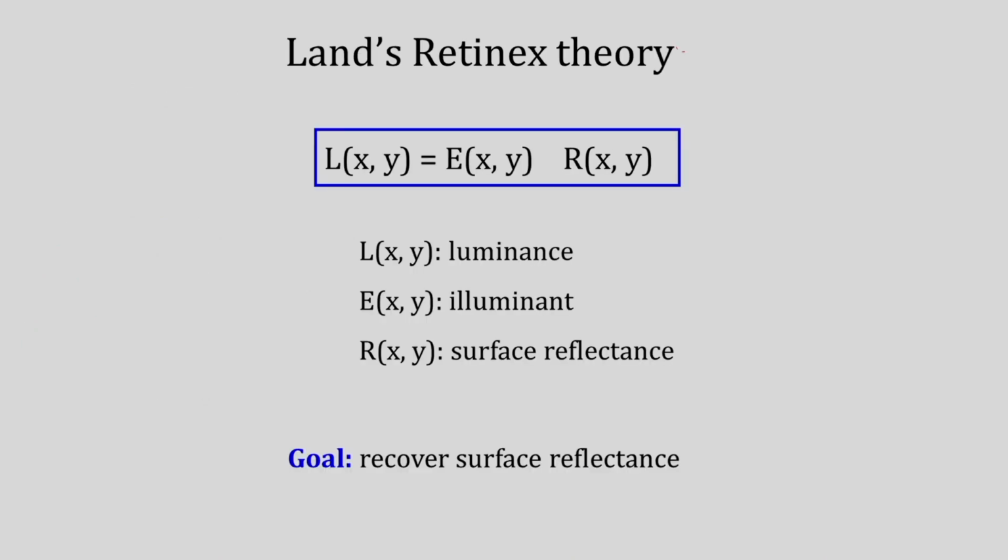So, what is the Retinex theory? This L(x,y) is the luminance, E(x,y) is the illuminant, and R(x,y) is the surface reflectance, that is the albedo of the surface. So what is the objective? The objective is to recover the surface reflectance or the albedo. So I have to extract the surface reflectance. So how to extract the surface reflectance?